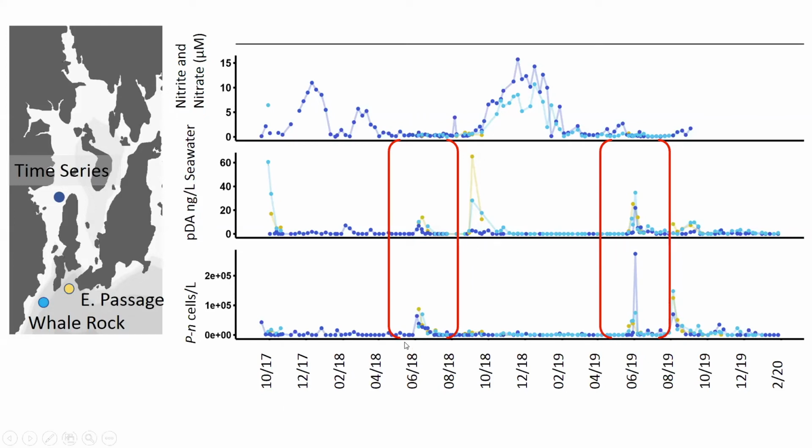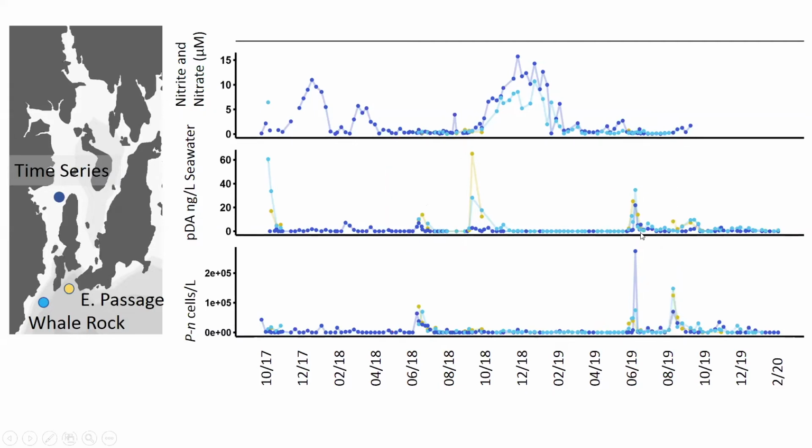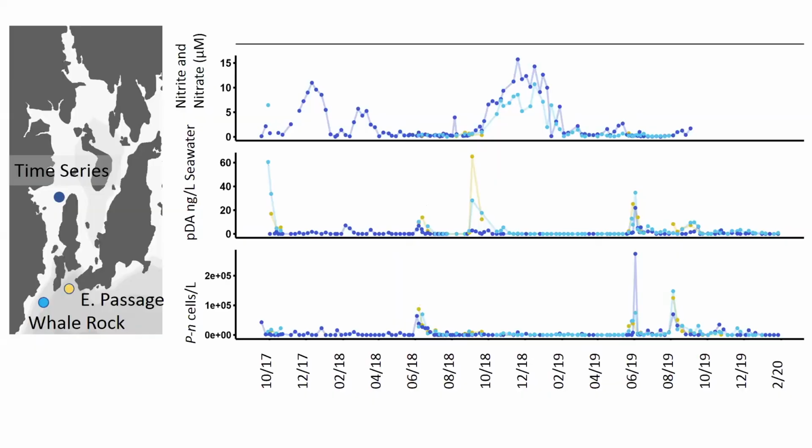So here we're looking at June 2018 and June 2019. And we see cells come up, and we see corresponding increases in domoic acid coming up. We also see, whoops, going the wrong way.